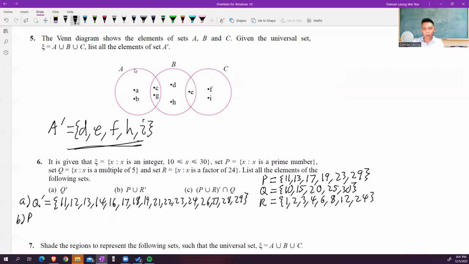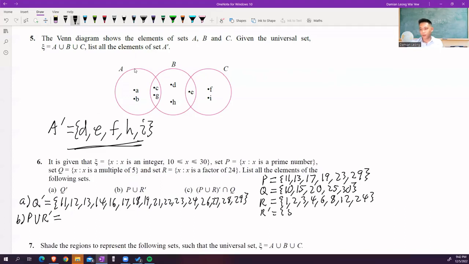Okay. Part B, P union R complement. Best again is you look at R complement first. You can straight away write it also if you can see what is not inside here combined with what is inside here. If not, list out your R complement first. Let's say I list out R complement, everything except these numbers.